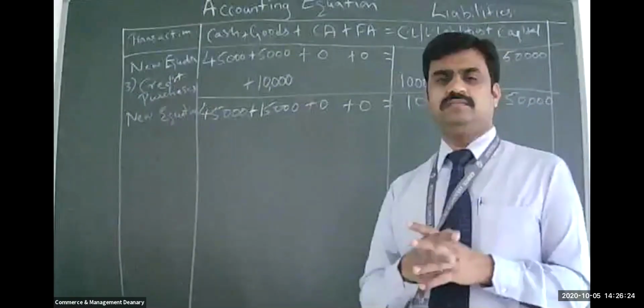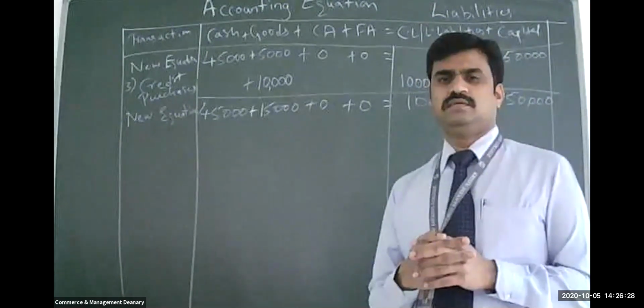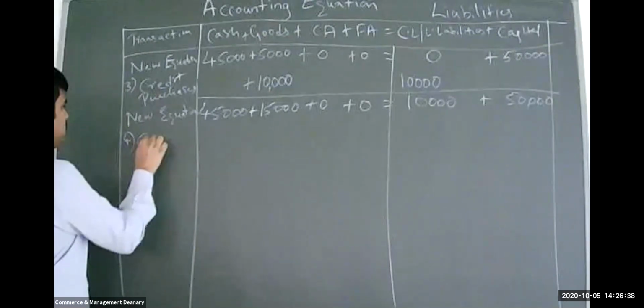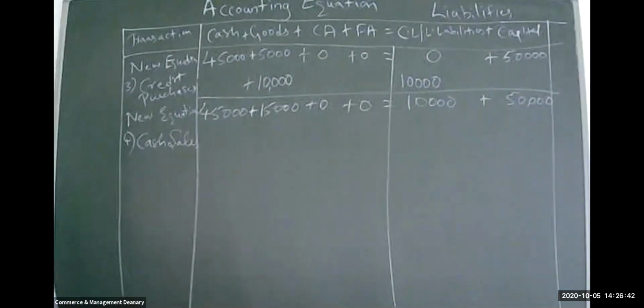Cash. Cash is coming in, and goods are going out. What is the right name for the transaction? Cash sales. Write down cash sales.